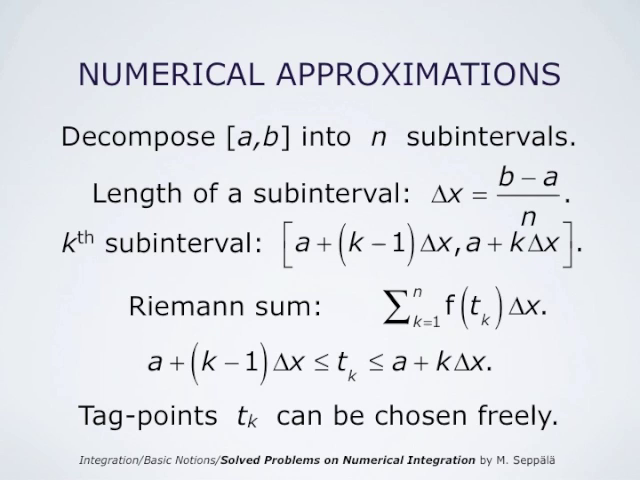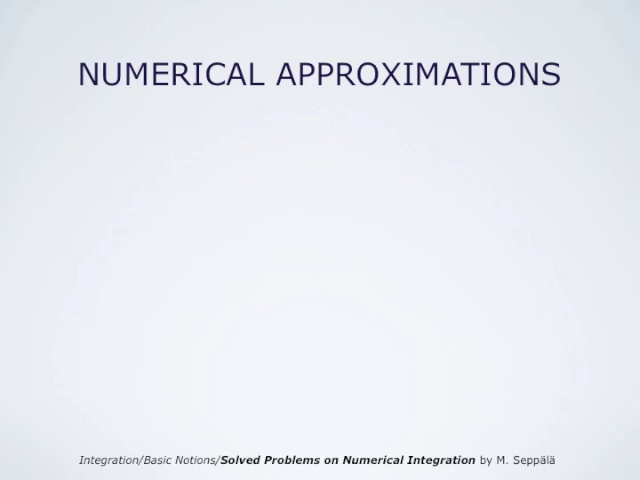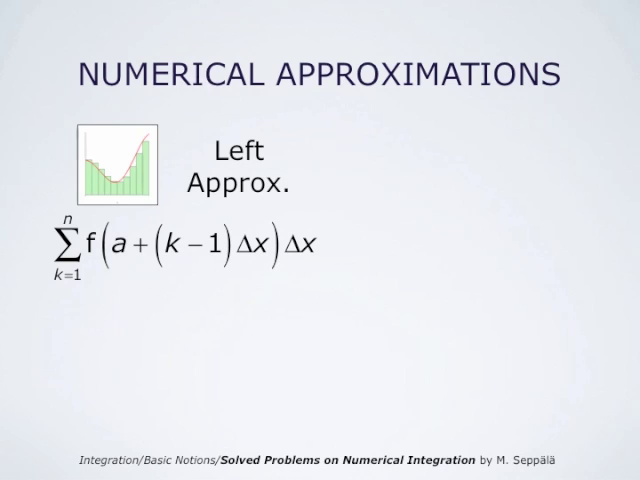There are some obvious choices. We may choose tk to be the left endpoint, the right endpoint, or the midpoint of the corresponding subinterval. And these 3 different choices lead to 3 different numerical approximations of integrals. The first one is a left approximation. Then we choose tk to be the left endpoint of the corresponding kth subinterval. Therefore, the left approximation for the integral is summation k from 1 to n, function f evaluated at a plus k minus 1 times delta of x, and that multiplied by delta of x.